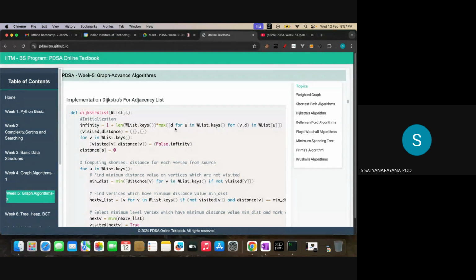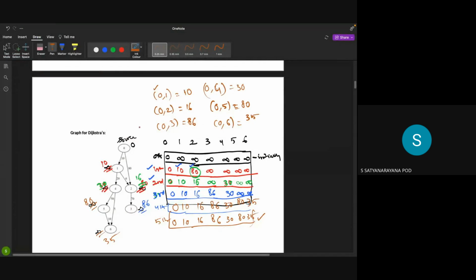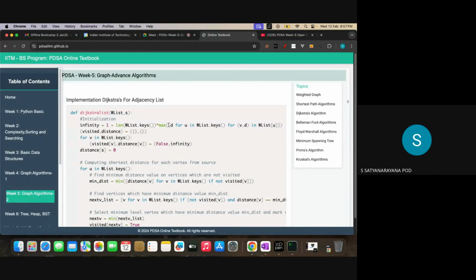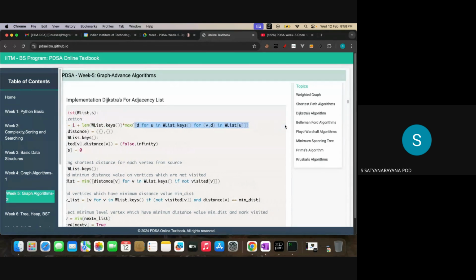And we are getting the maximum weight in that particular adjacency list. What is the maximum weight in this particular graph? Can you tell me? 86? No, don't talk about this calculated value. I'm talking about edge weight. 80. See, because it is edge weight, no? Please look at this interesting list comprehension. They are taking only the distance value, per U of the keys.